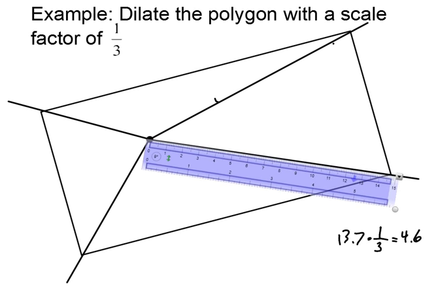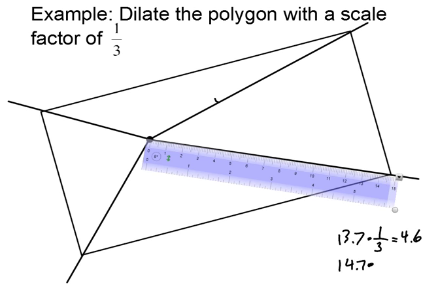Then the next measurement has it hitting at 14.7. Times that by 1/3, and I get 4.9. So let's put a mark at 4.9, about right there.